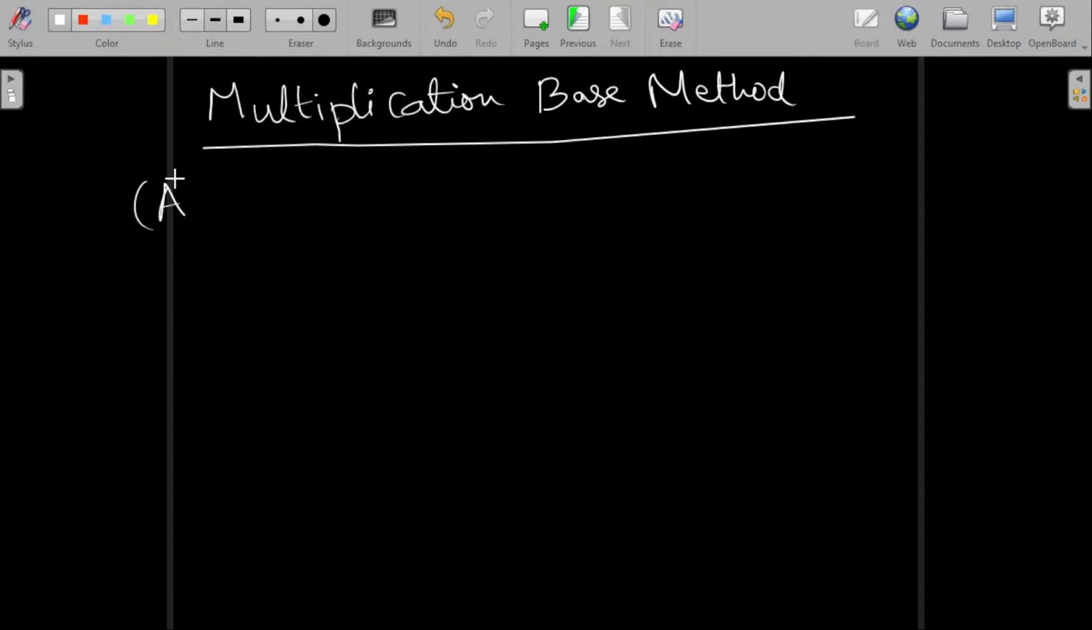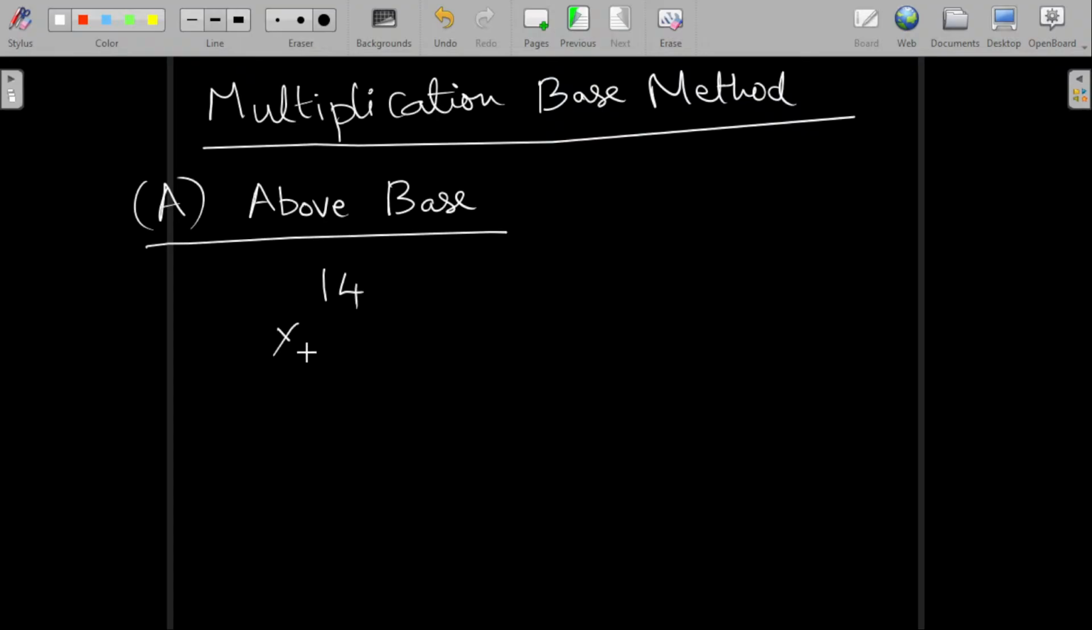so for example, case A, above base. Note it down first, I will explain later. For example, 14 into 12. We have teens into teens. The same method you can apply here, but this is the base method. These two, multiplier and multiplicand, are both nearest to 10, or multiples of 10 or 100 or 1000, you can check, or multiples of 20, multiples of 10, like that. Okay, so these both are nearest to 10.